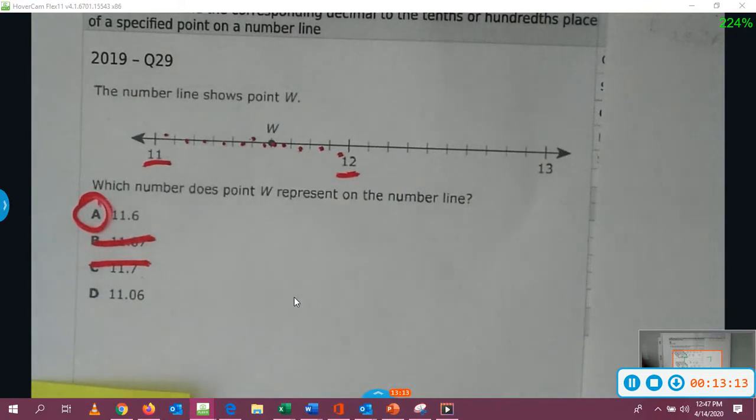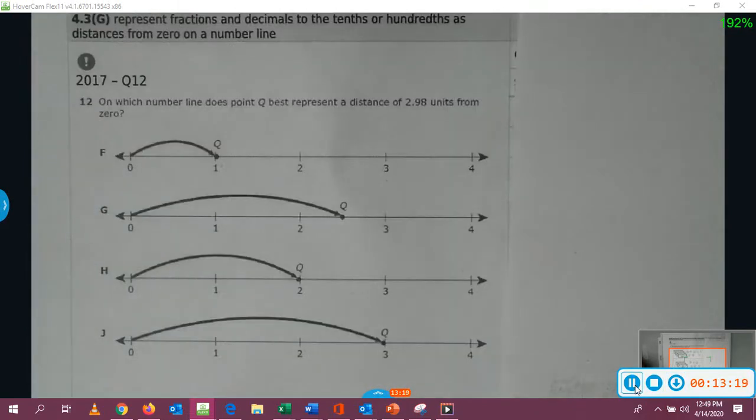Good job for those that got it right. Okay, the next question came from 2017 STAAR. It says, on which number line does point Q best represent a distance of 2.9800 units from 0? So it's asking you to find Q, but on a certain point. So pause the video and then come back.